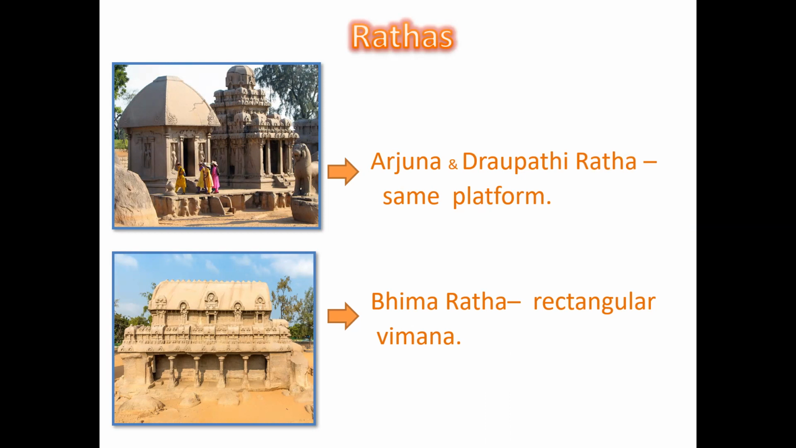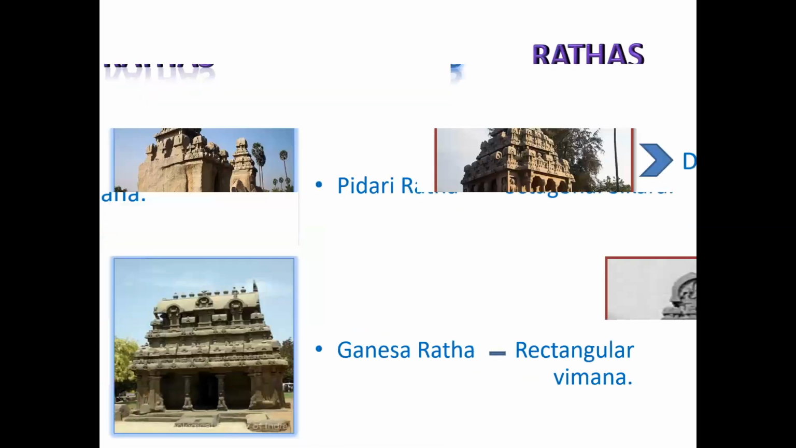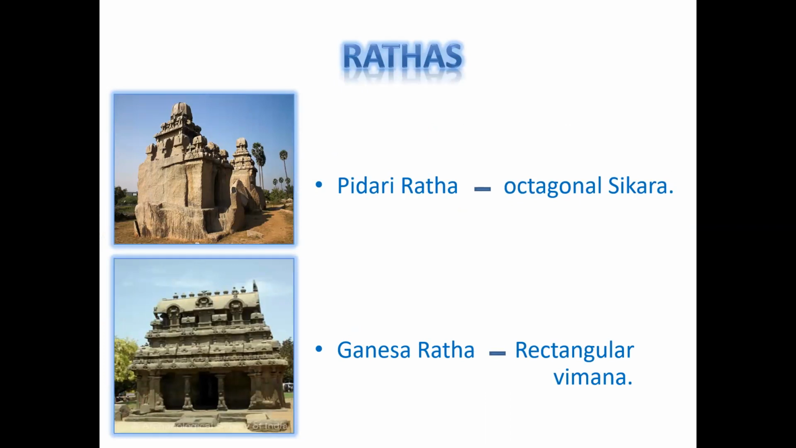The Bhima Ratha has a rectangular vimana with a sanctum in the center and a circumambulatory path. The Dharmaraja Ratha is a three-storied vimana with a garbhagriha in each story. It is the best example of a chaitya. The Sahadeva Ratha is an apsidal temple. The Pidari Ratha has an octagonal sikhara and the Ganesha Ratha has a rectangular vimana with an ardha mandapa in the front.